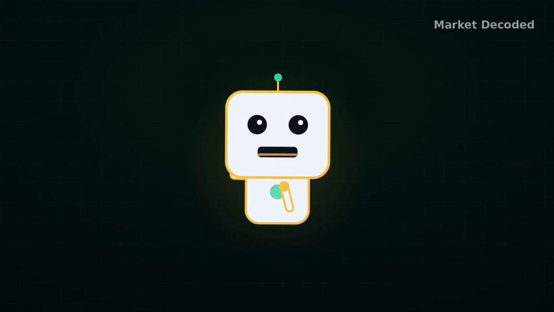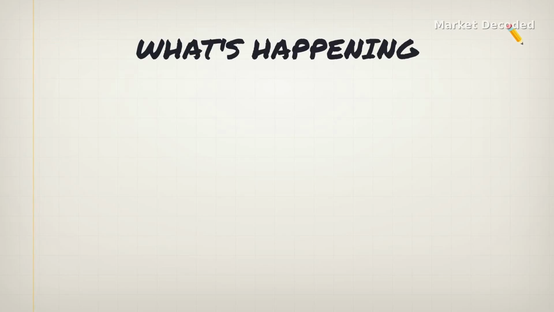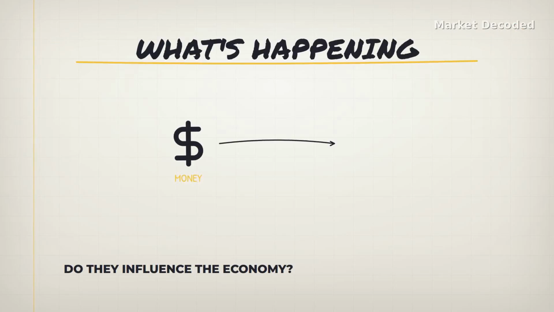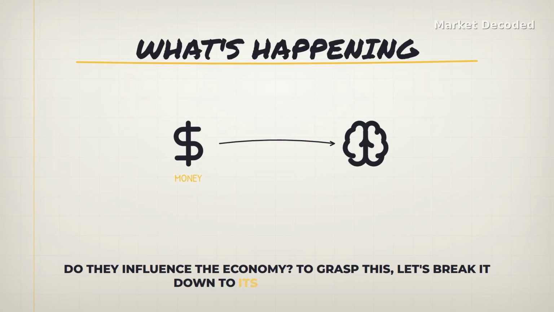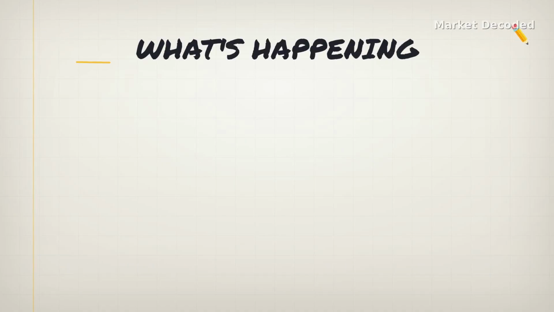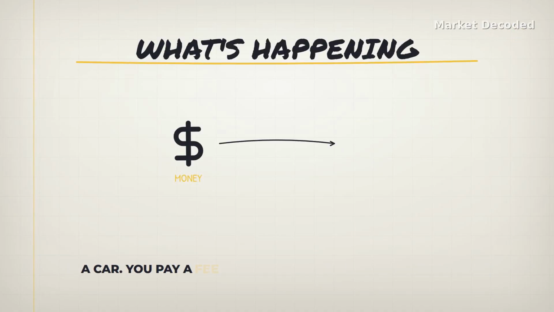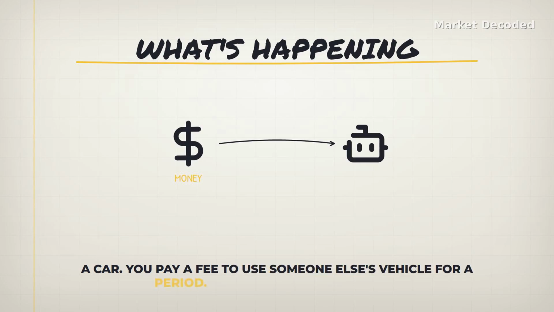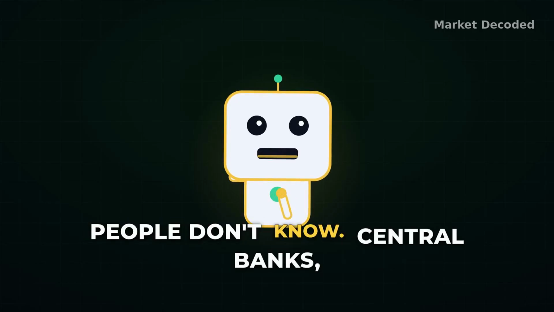What exactly are interest rates, and how do they influence the economy? To grasp this, let's break it down to its simplest form. Interest rates are essentially the cost of borrowing money. Think of it like renting a car. You pay a fee to use someone else's vehicle for a period. Similarly, when you borrow money, you pay interest to use someone else's funds. And here's the part most people don't know.